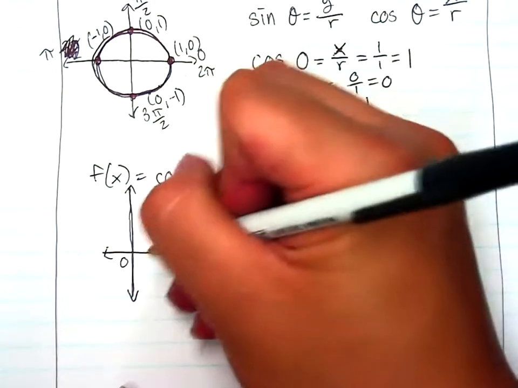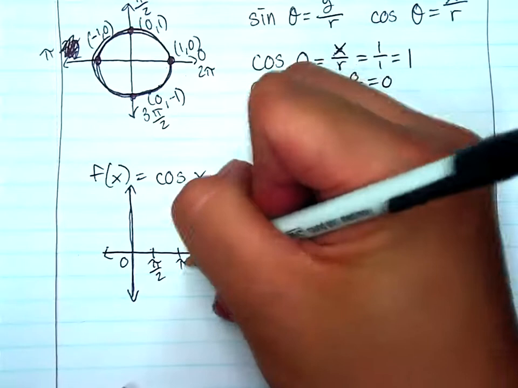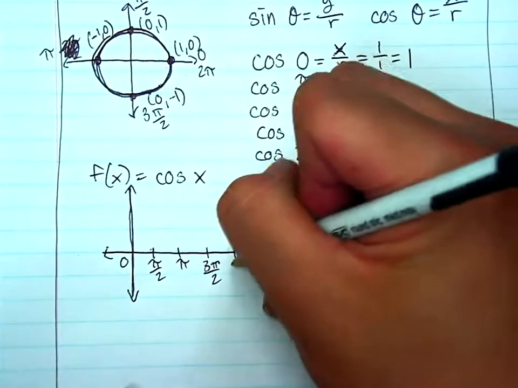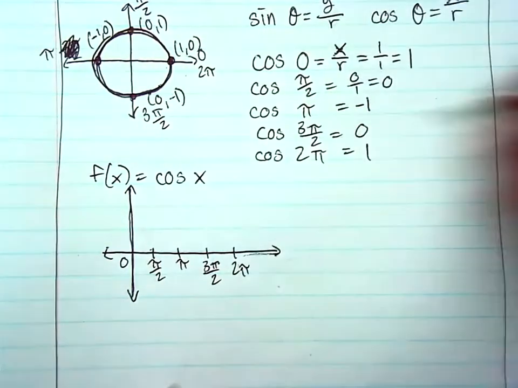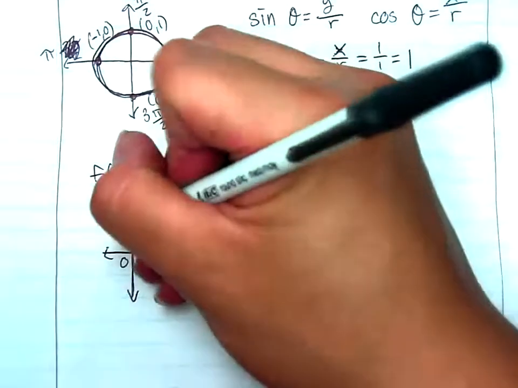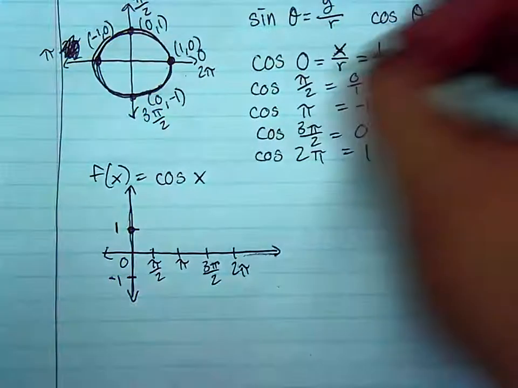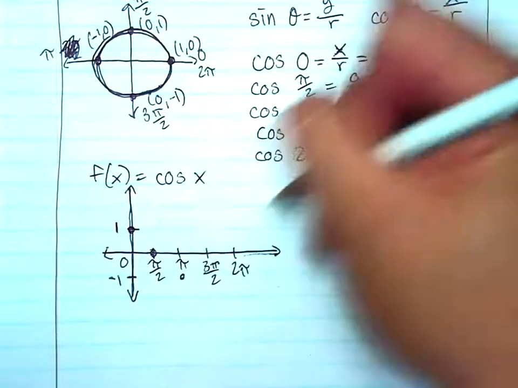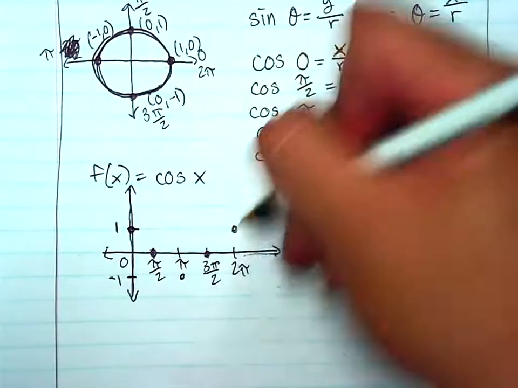So here at 0, then I have pi over 2, pi, 3 pi over 2, and 2 pi. Right, so at 0, I do have 1, and let's go ahead and outline that, 0, 1, and negative 1. So at 0, I have 1. Pi over 2, I have 0. Pi, I have negative 1. 3 pi over 2, I have 0. And 2 pi, I have 1.